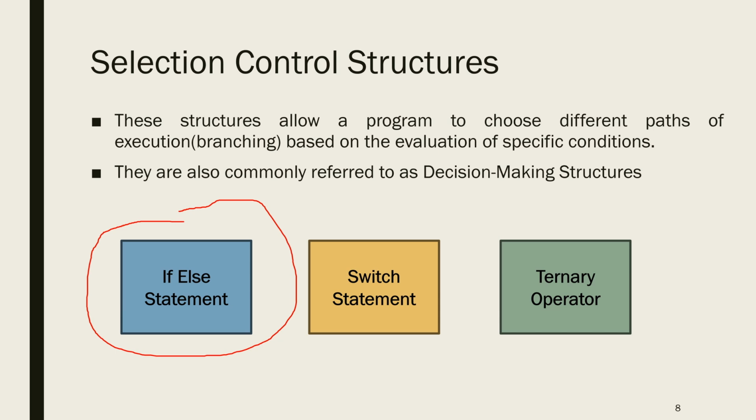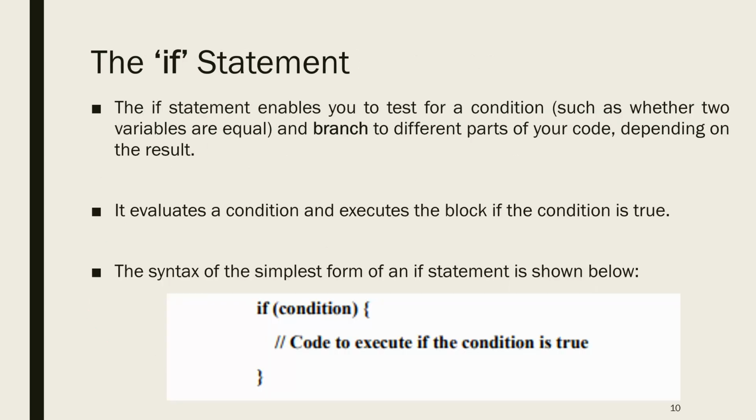Let's carry on. Let's begin with the if statement. The if statement enables you to test for a condition in your program and then branch to different parts of your code depending on the result of the evaluation of the said condition. So the if statement has a condition attached to it, a condition that needs to be evaluated. If that condition evaluates to true, then a block of code that you attach to the if statement will be executed. If the condition evaluates to false, then that block of code is ignored.